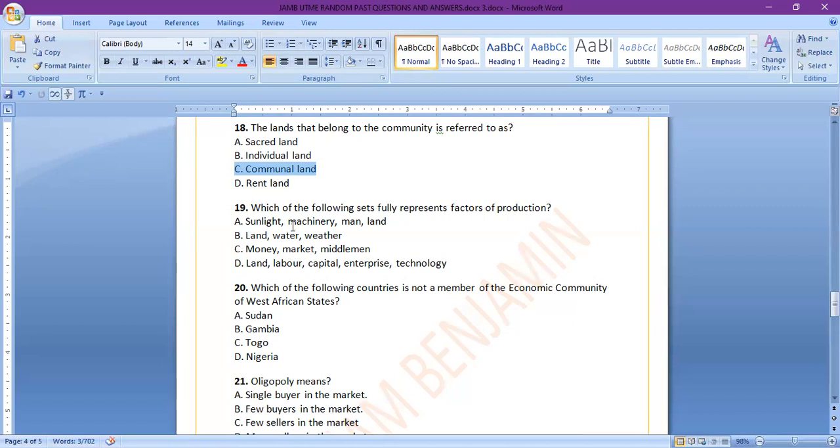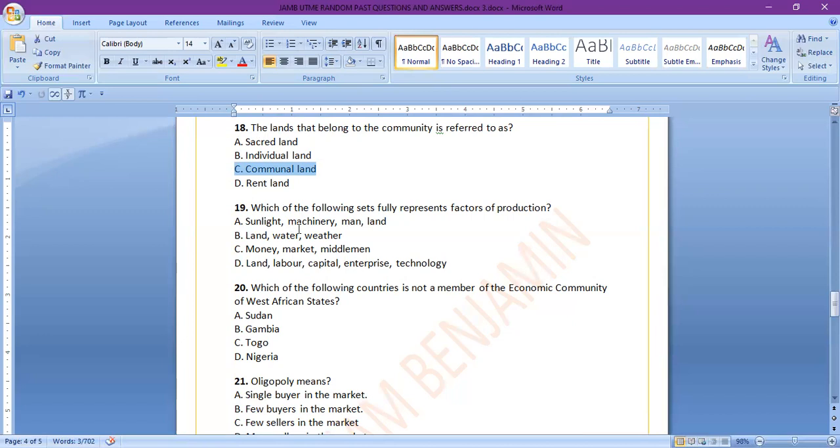Number 19, which of the following sets fully represents factors of production? A, sunlight, machinery, man, land. B, land, water, weather. C, money, market, middlemen. D, land, labor, capital, enterprise, technology.